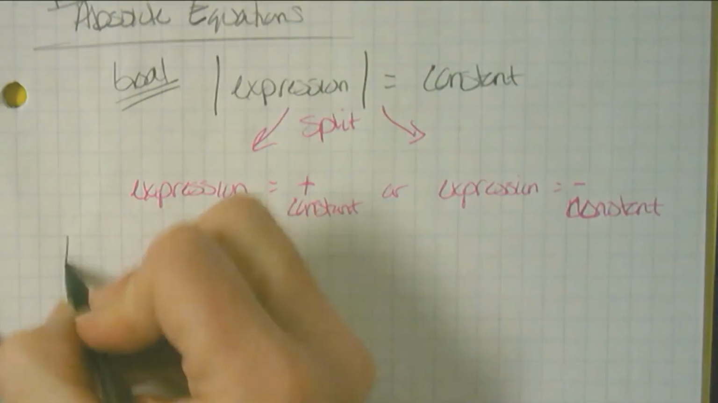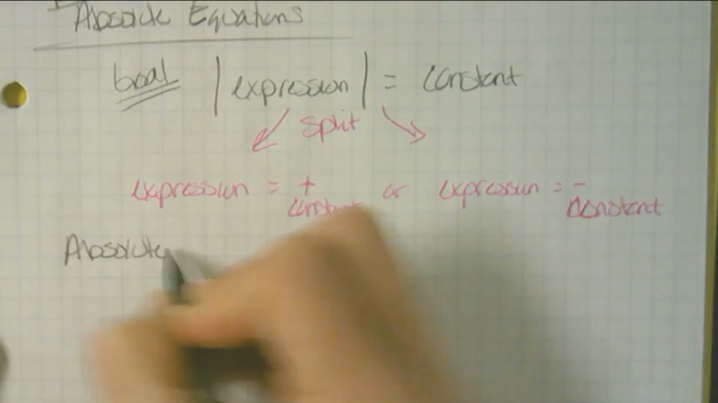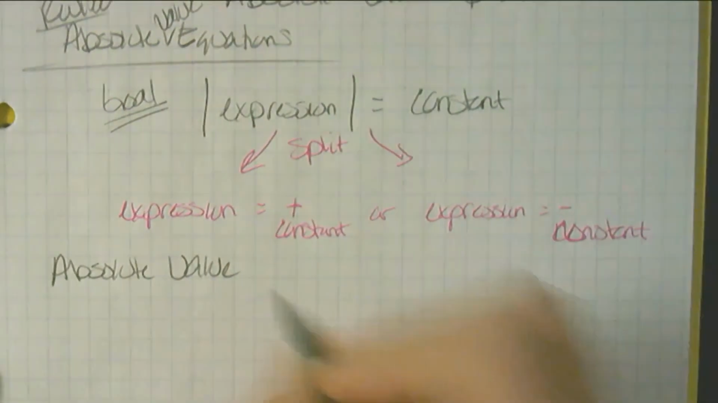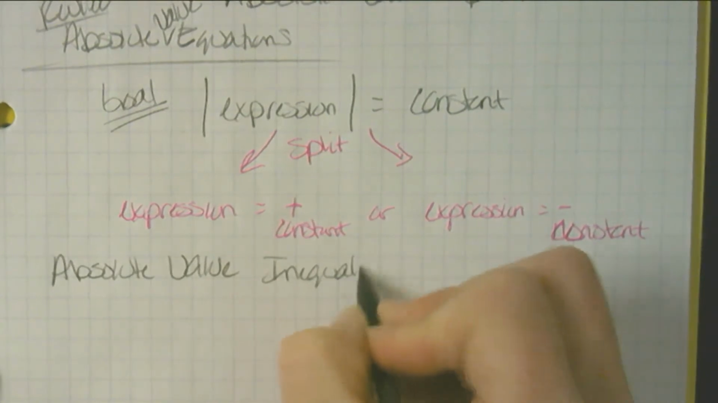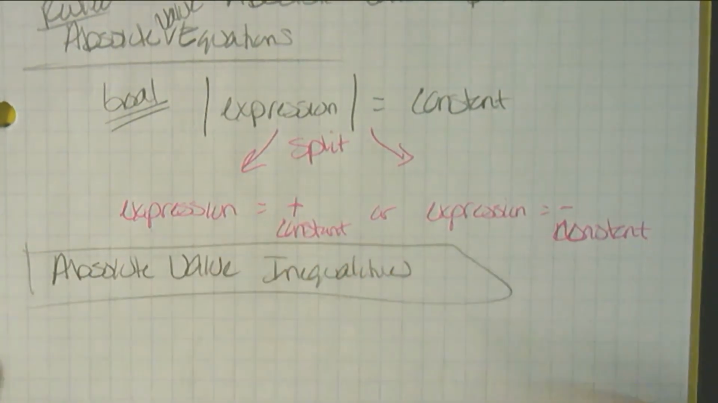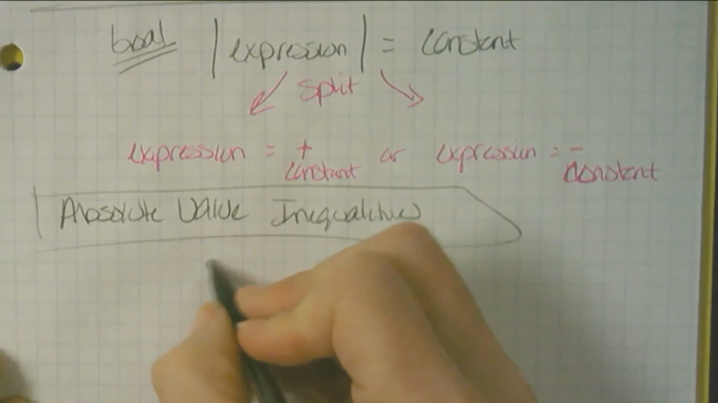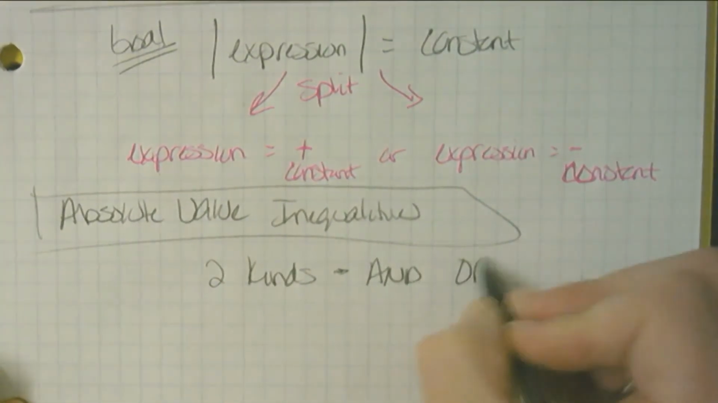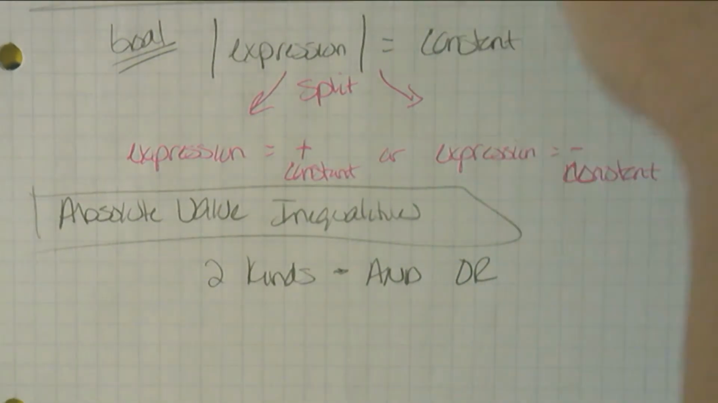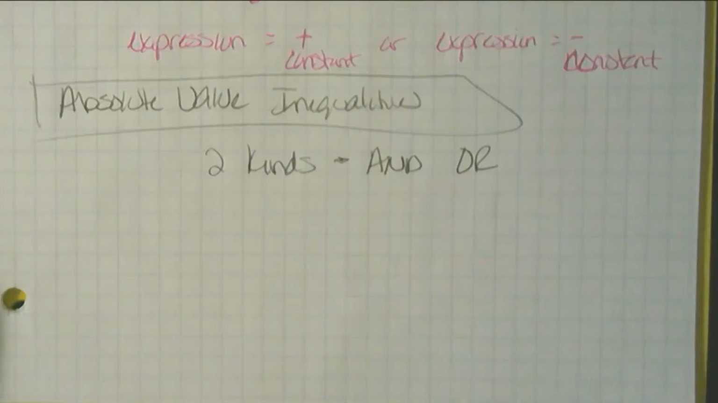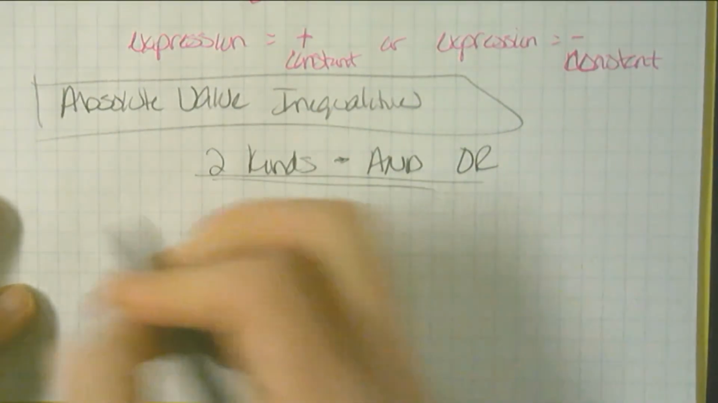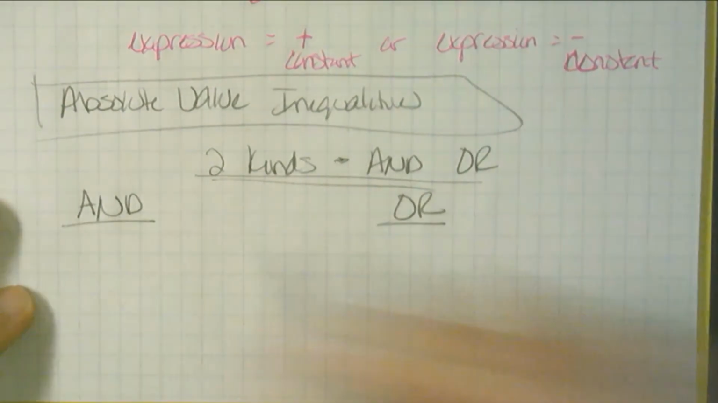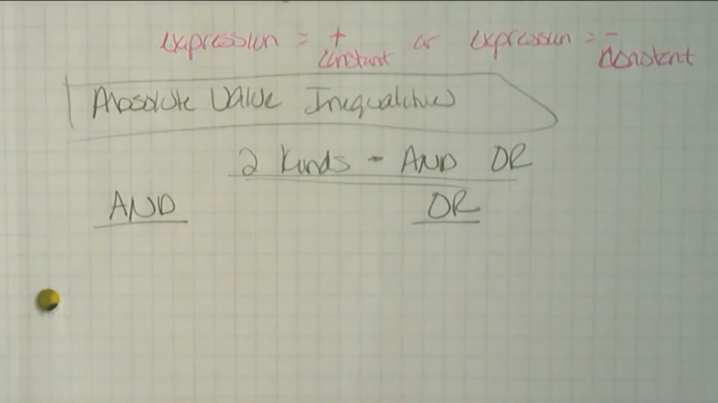All right, let's talk about absolute value inequalities. This should say value in here. Inequalities. All right, there are two kinds. We have our and and we have our or, just like our compound inequalities. So let's look at what an and is going to look like, and let's look at what an or is going to look like. It all has to do with the inequality symbol.